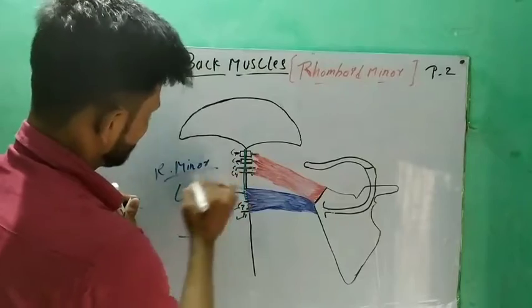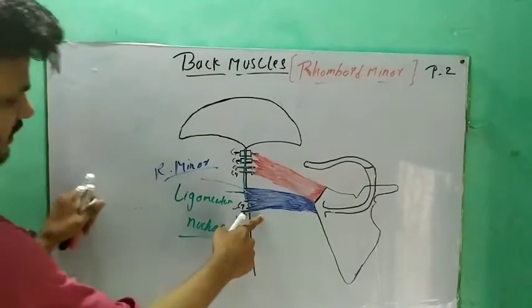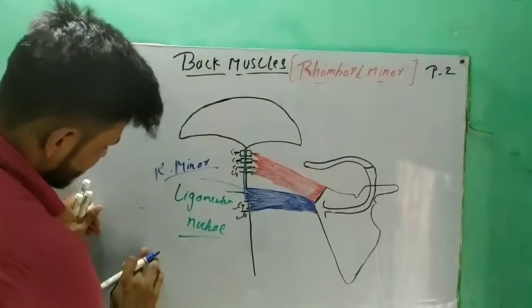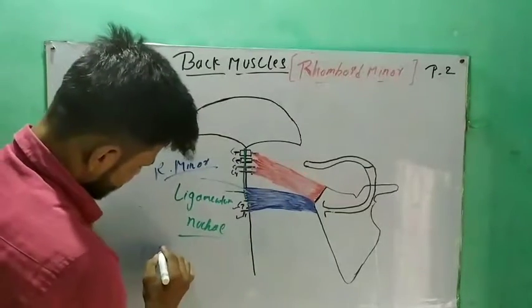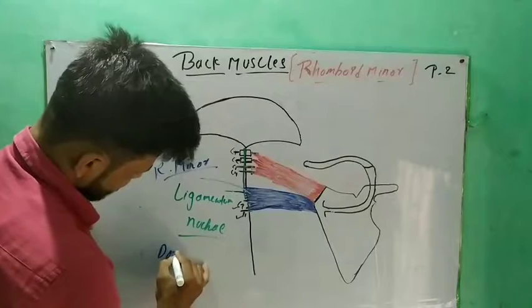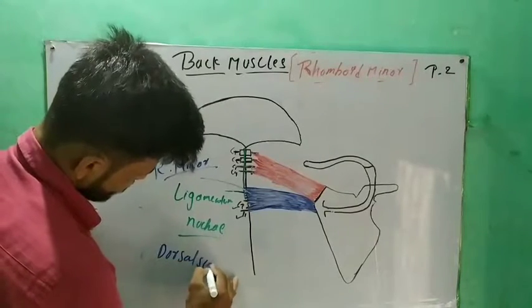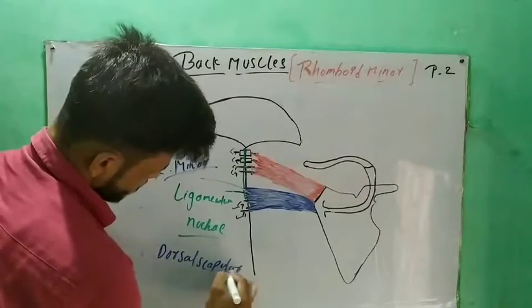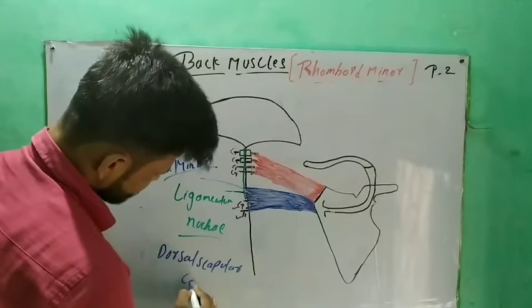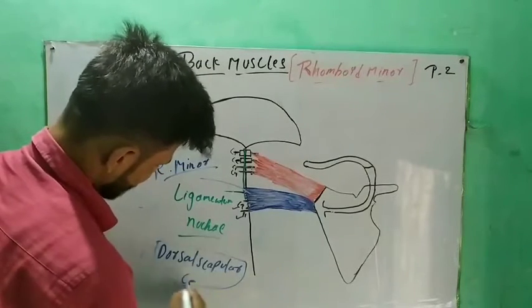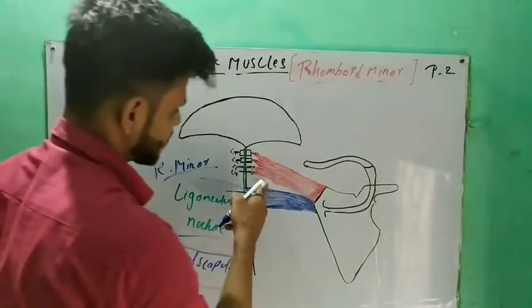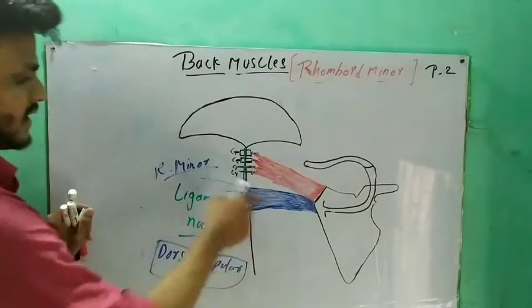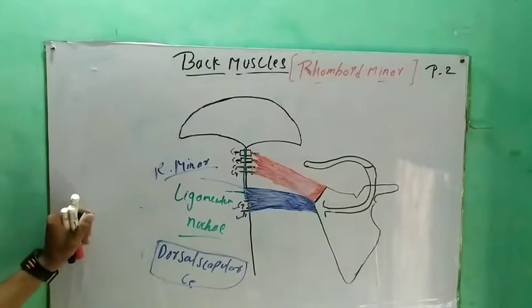Nerve supply of the rhomboid minor is same as the levator scapulae nerve supply. Dorsal scapular nerve. डॉर्सल स्कैपुलर नर्व रूट वैल्यू C5, C5 से डॉर्सल स्कैपुलर नर्व निकलती है. This nerve supplies the levator scapulae plus rhomboid minor and rhomboid major also.